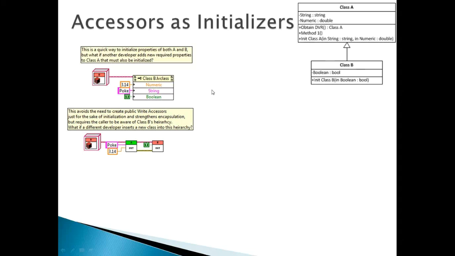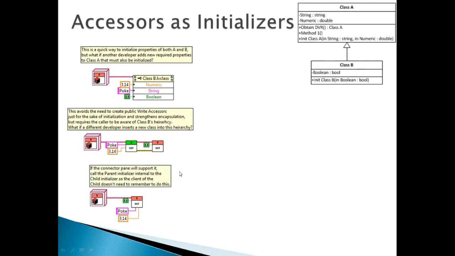What if someone else, maybe the original author, needs to insert a new tier into the class hierarchy? So now there's an A.5, if that makes sense. There's no way, if they've done either of these methods shown here, that the caller, the end user, knows that they need to initialize new data. So in this example, at least we have the option of putting required input terminals on class A and class B, but it still doesn't protect against all scenarios.